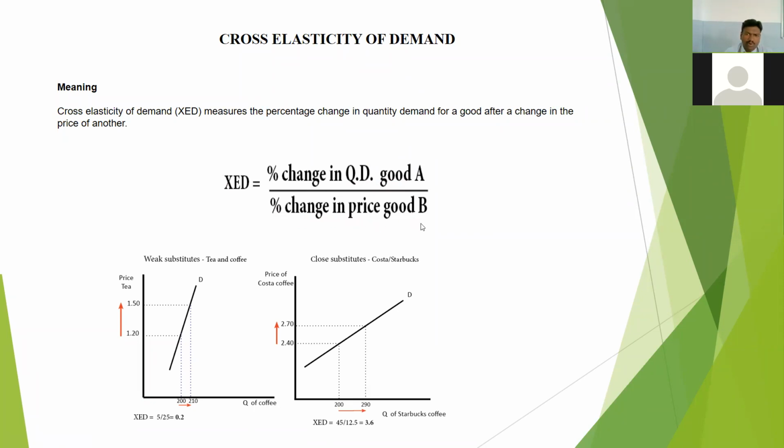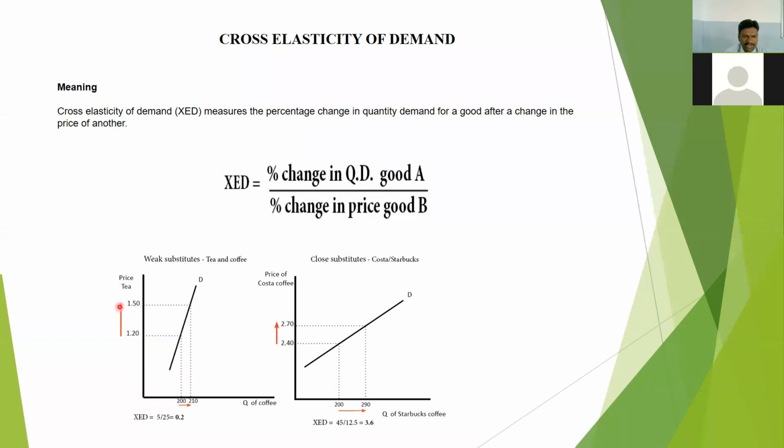Yes. Now we are going to apply. We are going to take two examples. One is tea and coffee, another one is Costa and Starbucks. Any close substitutes we can take. Either, since it is an example from one of the foreign databases, that is why they are given on the basis of foreign economics help. Okay. Now we are going to check the weak substitutes of tea and coffee.